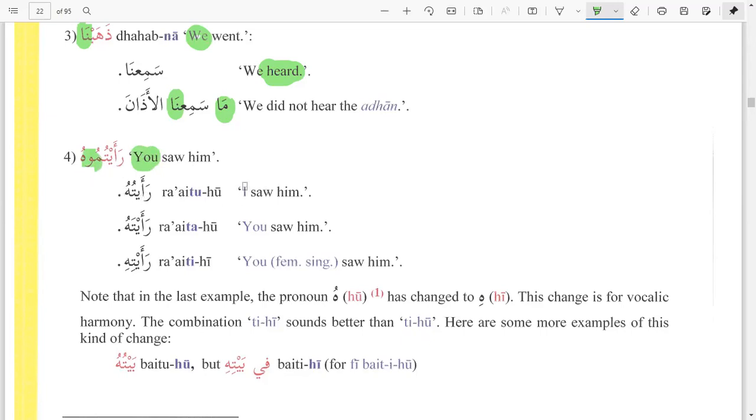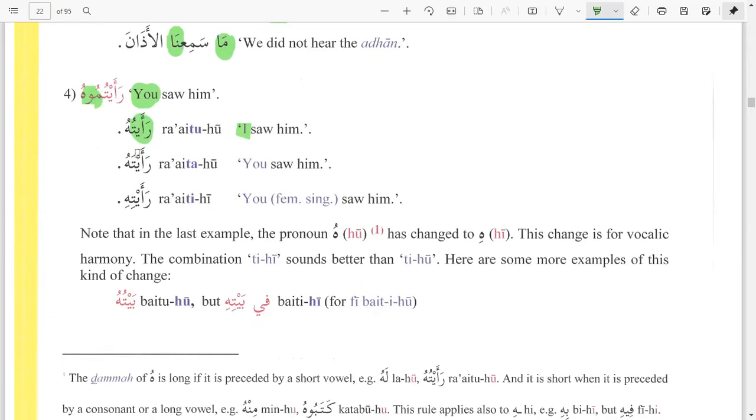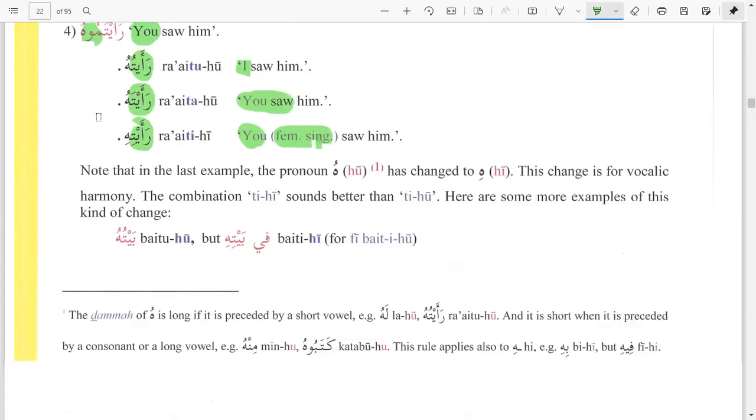Ra'aytuhu, I saw him. Ra'aytu means I saw, and who? Him. Ra'aytahu, you saw, and who? Him. Ra'aytihi, you, feminine singular. Ra'ayti, you saw him. So here there is no extra vowel, while with ra'aytumuhu there is an extra vowel with the meem. So we will learn why this happened.